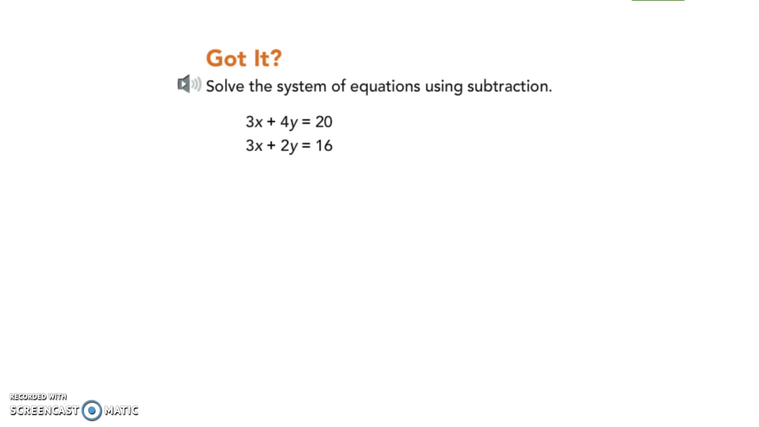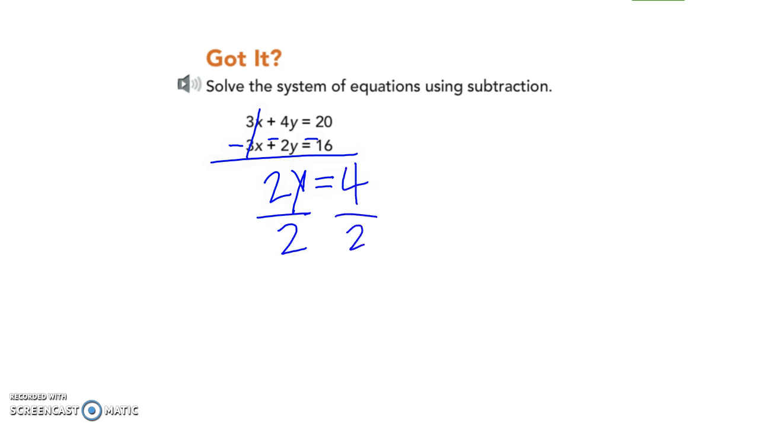Look at this system of equations. I see 3x and I see 3x, so I know that if I subtract the second equation, that's going to take care of the x's and make them go away because they're additive inverses. 3x minus 3x is 0. 4y minus 2y would give me 2y. And then 20 minus 16 is 4. So then I just divide by 2, and y equals 2.